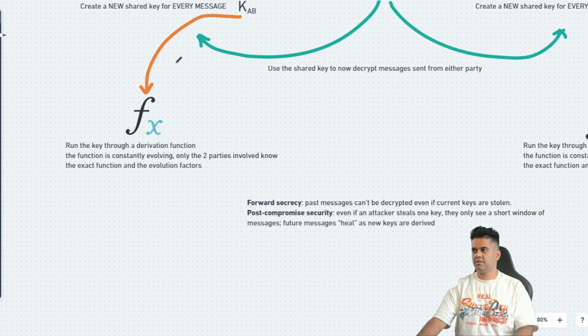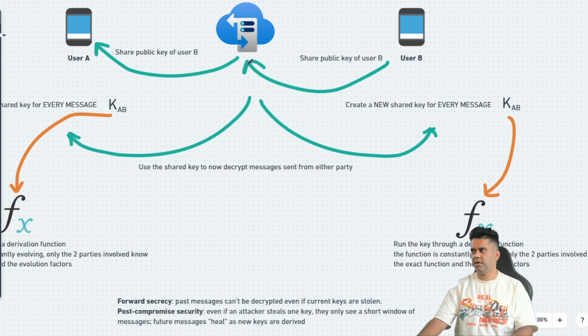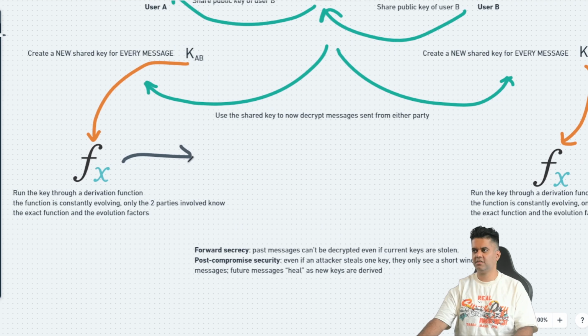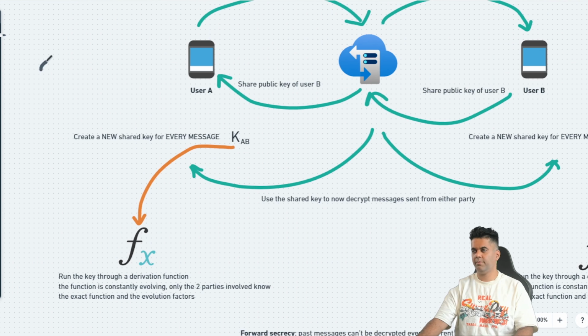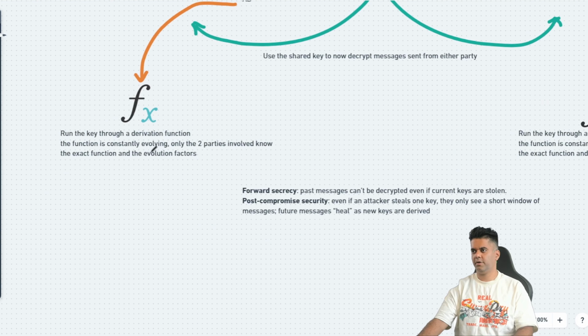So how this works is you have a derivation function, but the function is constantly evolving. Both parties have agreed upon what kind of derivation function to use, but it's also constantly evolving. Only the two parties involved in this key exchange know about this exact function, and they also know about the evolution factor, so they know how this function is supposed to evolve over a period of time. So not only have they agreed upon P and G, which we've seen earlier, but they've also agreed upon this derivation function and how it's going to evolve over a period of time.